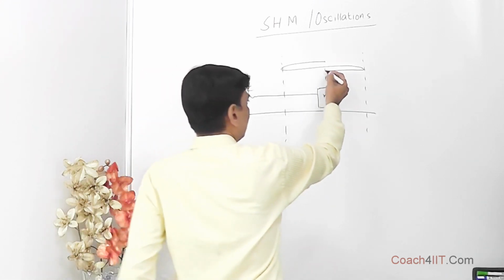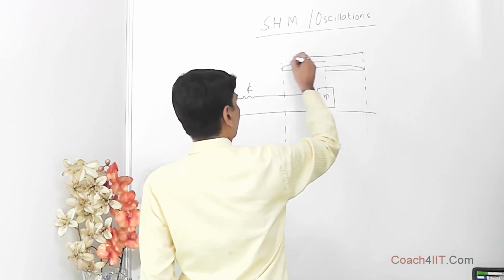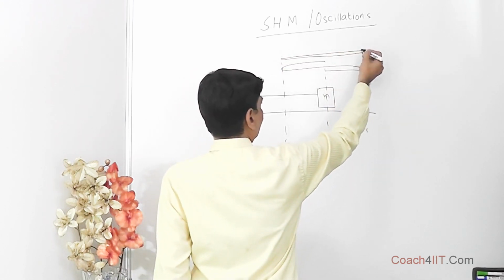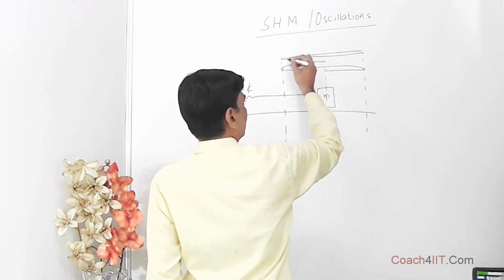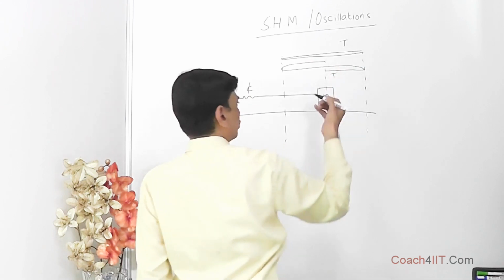We can start from the mean position. We can also start from the extreme position. Let's say when it reaches over here, then it goes over here, then it goes over here, and once again the motion is repeated. So this is also the time period, denoted by capital T. Whatsoever this time, the same is this time. You can start from anywhere.